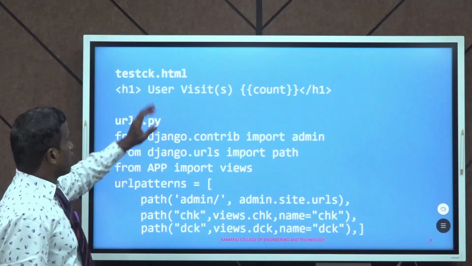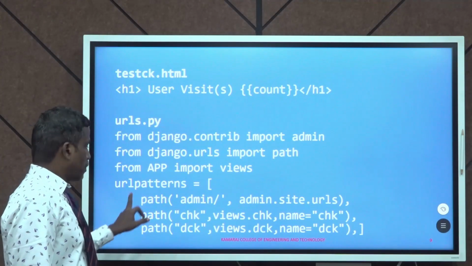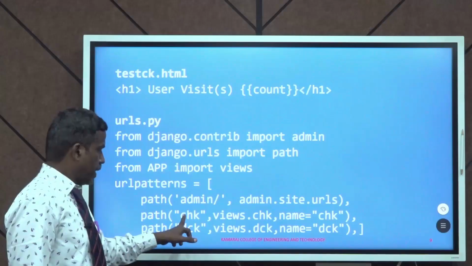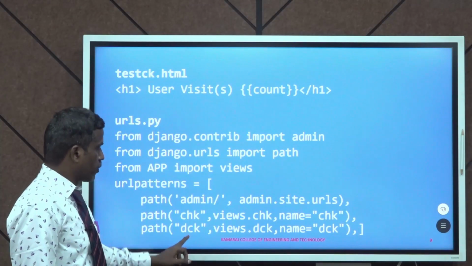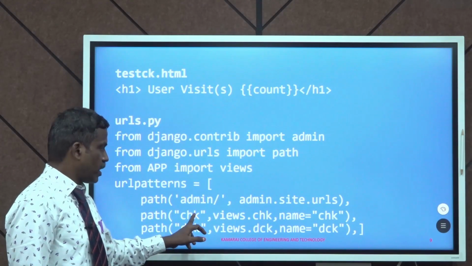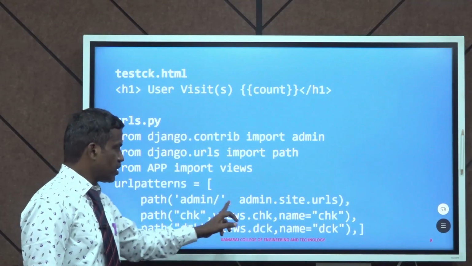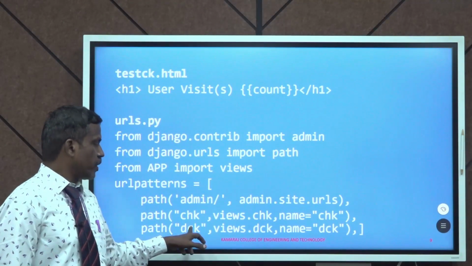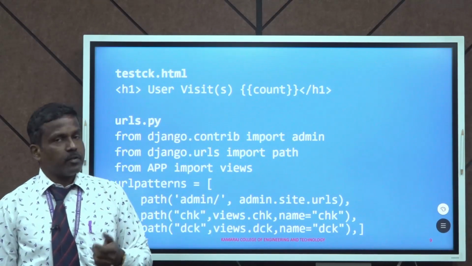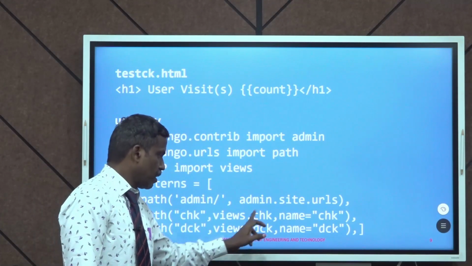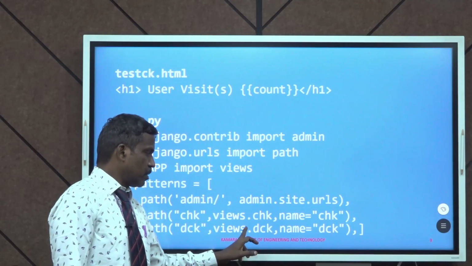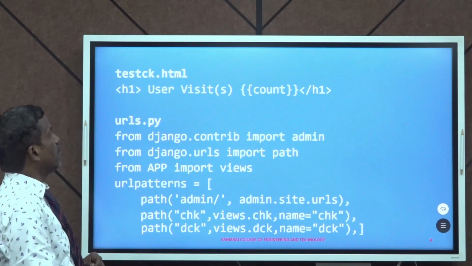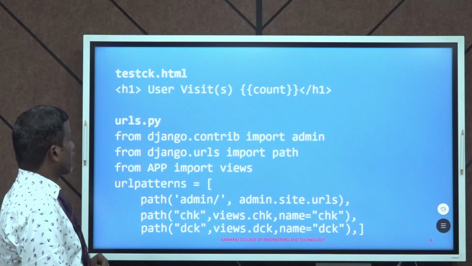In the hit counter, the same way, the path is provided for creating the cookies and deleting the cookies. If the CHK URL is identified, it means the CHK view is called, and when the delete cookies DCK is available in the URL, the DCK view will be called and executed.